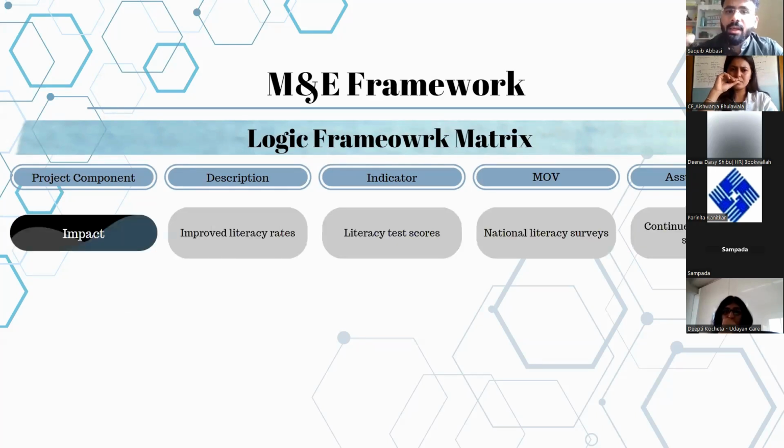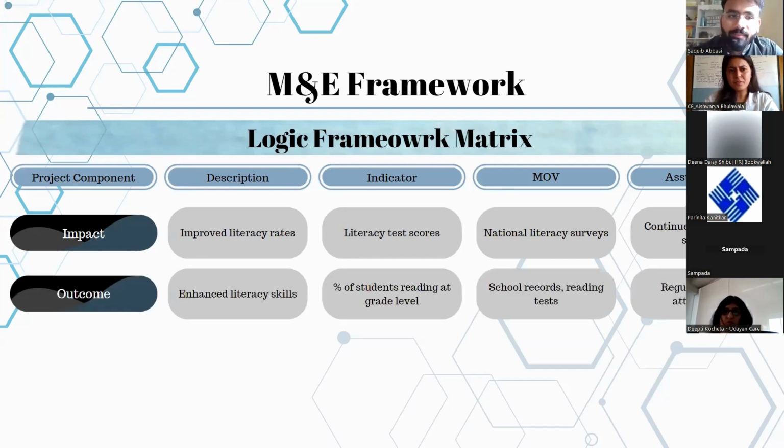For example, going back to the theory of change, the impact being, in the case study that we undertook, that we want to improve the literacy rate. Now, one possible indicator for that can look like the literacy test scores that might give us that understanding. How can we go about verifying that? Maybe some literacy surveys, national literacy surveys. An assumption over here is that the government will continue to support us. Well, that's an assumption that we've undertaken.